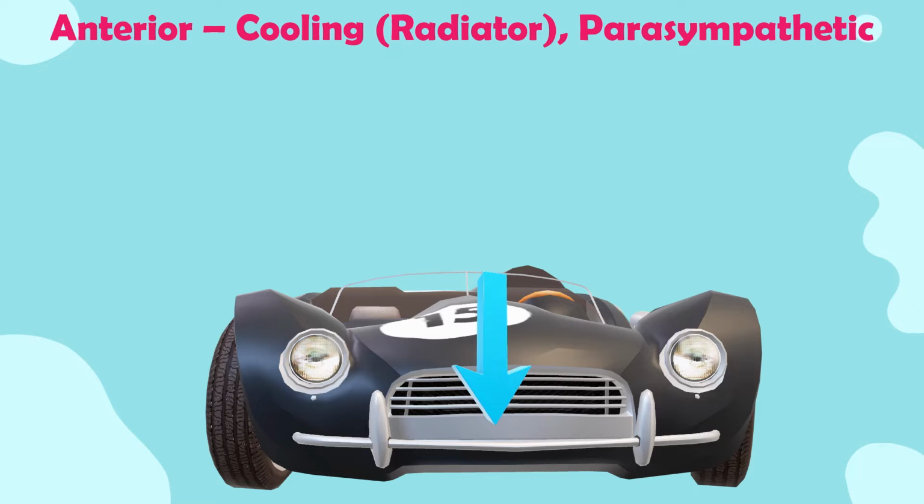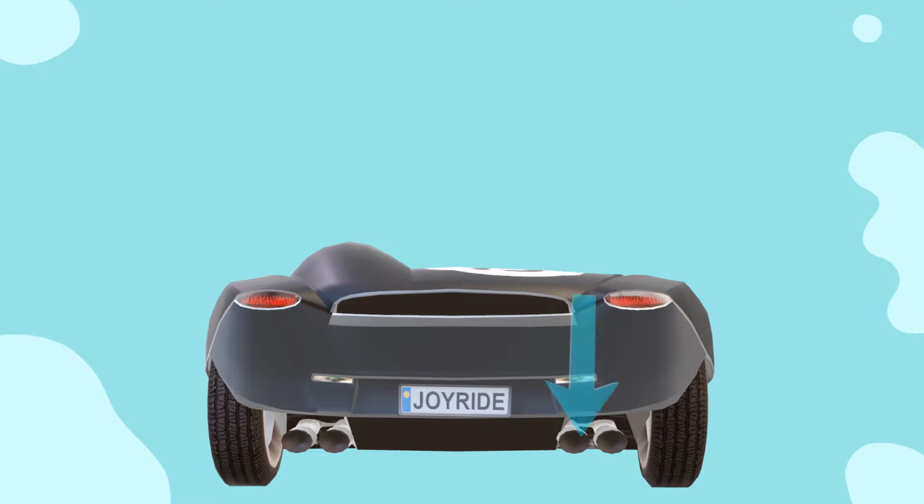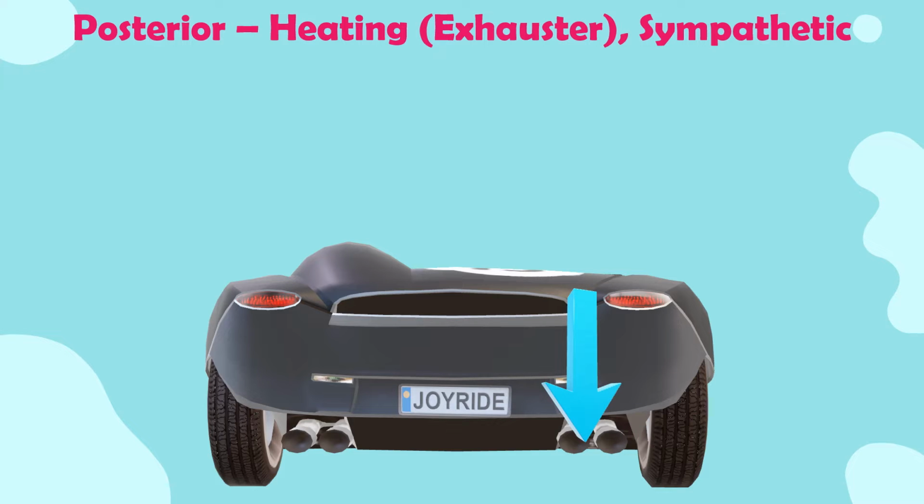Here is the radiator, the anterior part, which is meant for cooling, and it also stimulates the parasympathetic nervous system. And this is the exhauster, which is posteriorly placed, which is meant for heating and also stimulates the sympathetic nervous system.